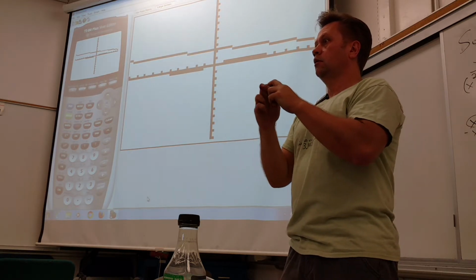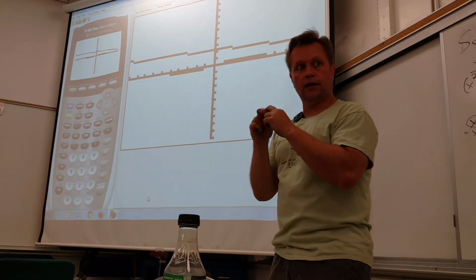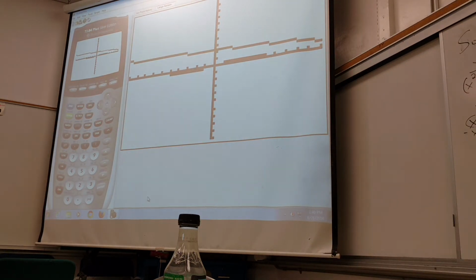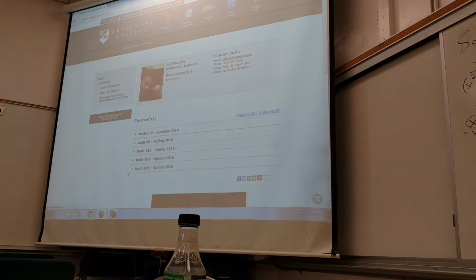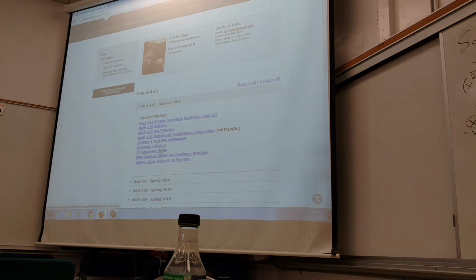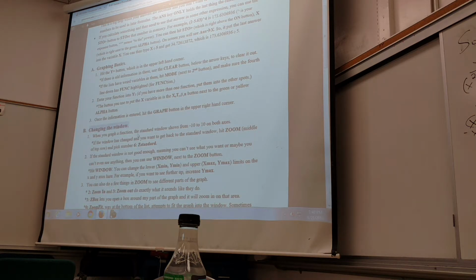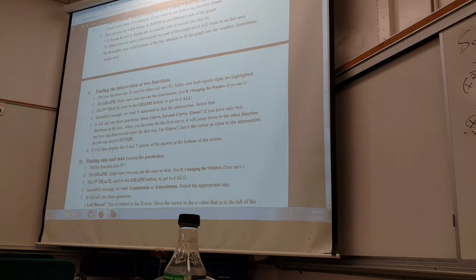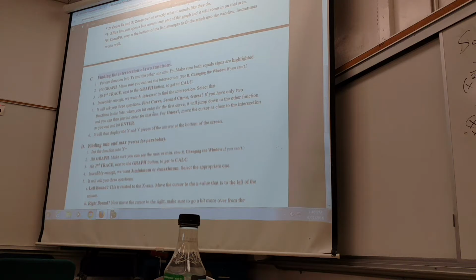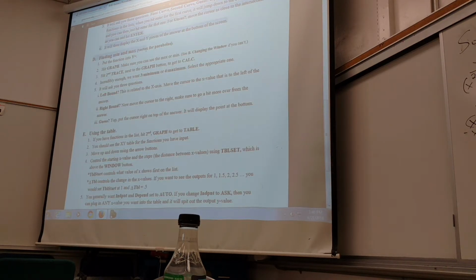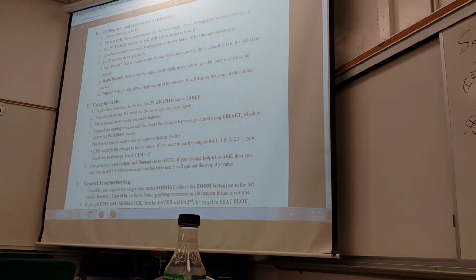Is all the stuff that you did on how to work your calculator? Yes, I'm pretty sure. Let's see. It's been a while since I made it. Let me see. Graphing basics, changing the window. Yeah, this is changing the window. Finding the intersection of two functions. And then we've got something in our future, min and max.